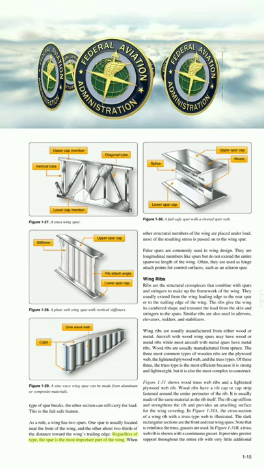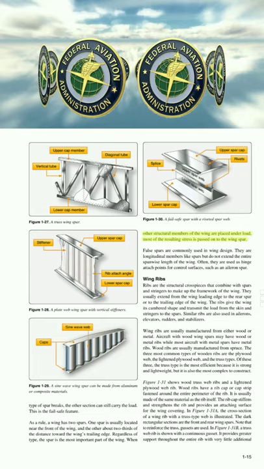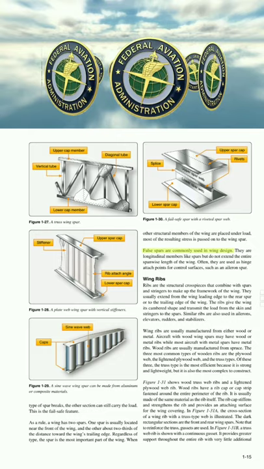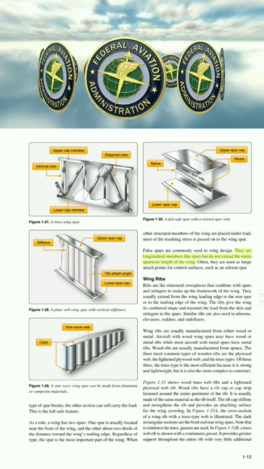When other structural members of the wing are placed under load, most of the resulting stress is passed on to the wing spar. False spars are commonly used in wing design. They are longitudinal members like spars, but do not extend the entire spanwise length of the wing. Often, they are used as hinge attach points for control surfaces, such as an aileron spar.